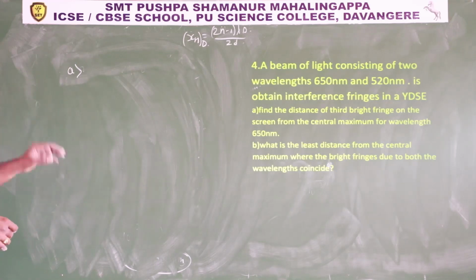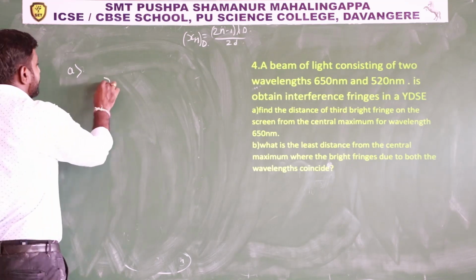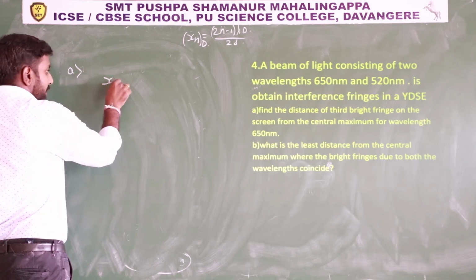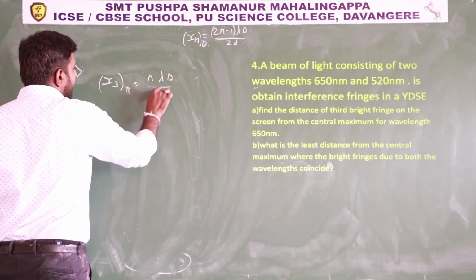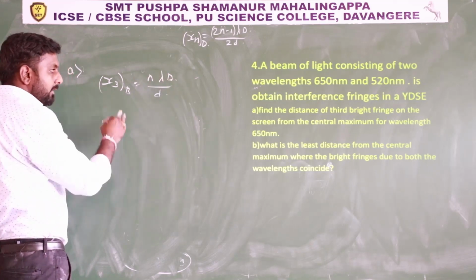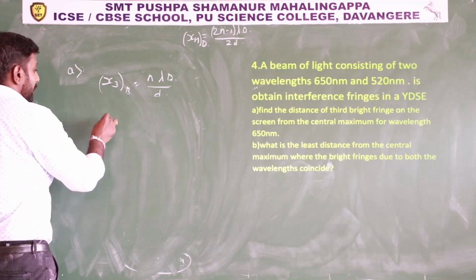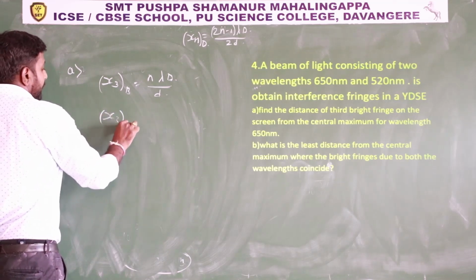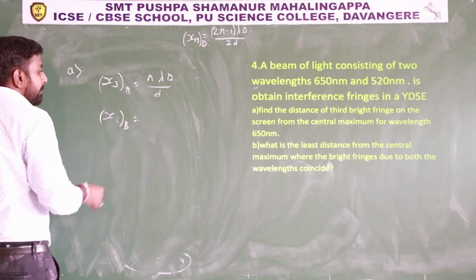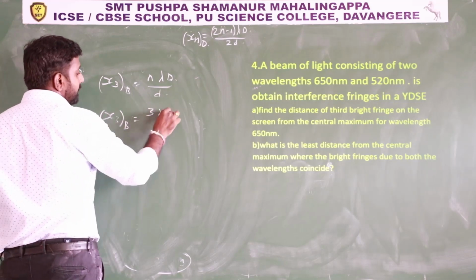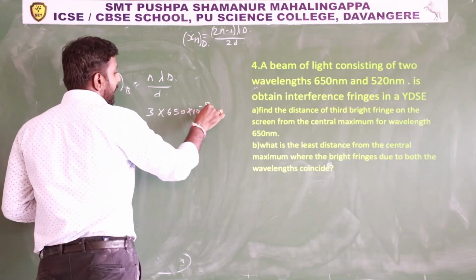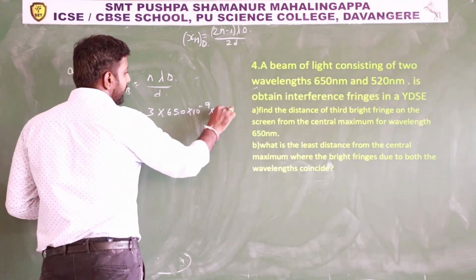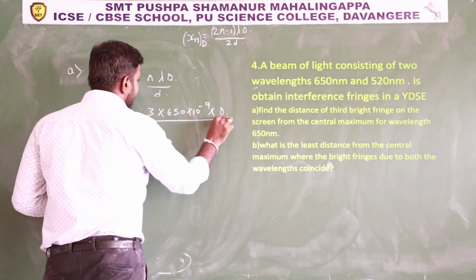So here, part A: find the distance of the third bright fringe on the screen from the central maxima. x3b is equal to n lambda D divided by small d. I hope you pause the screen and solve the problem. Here x3b is equal to n value 3, lambda 650 nanometer, 650 into 10 to the power minus 9, into capital D. Capital D value is not given, so in terms of D only you write, divided by small d.